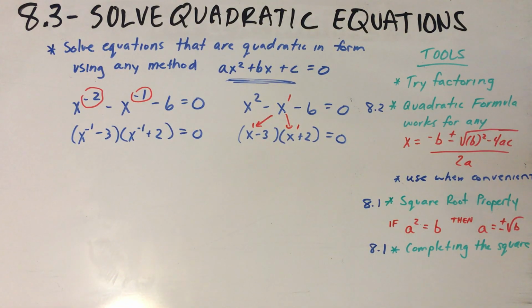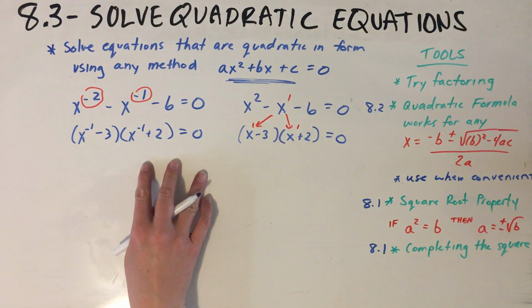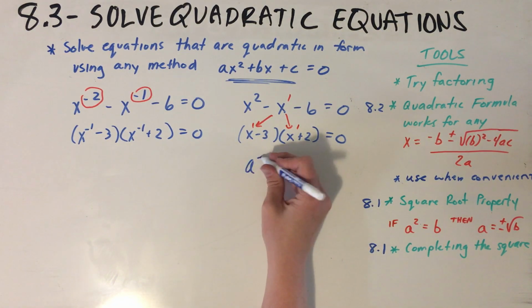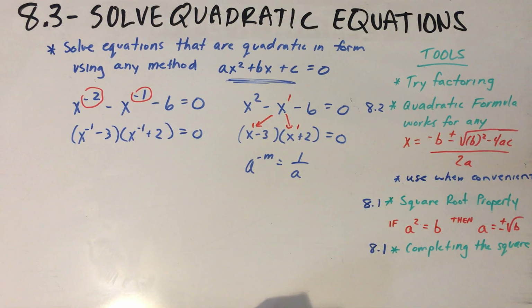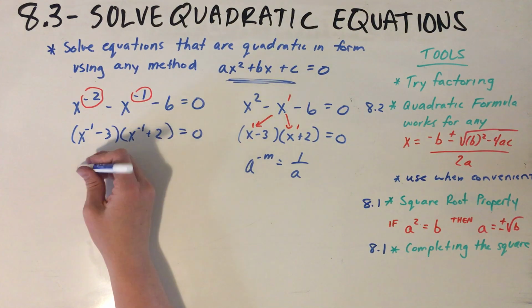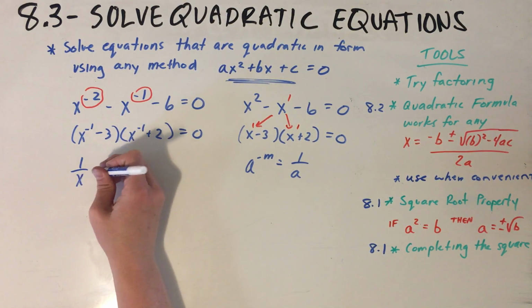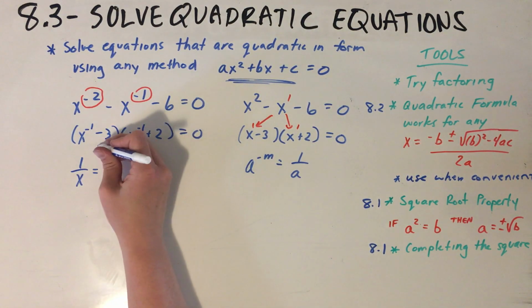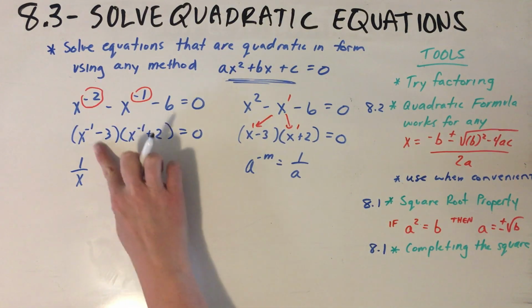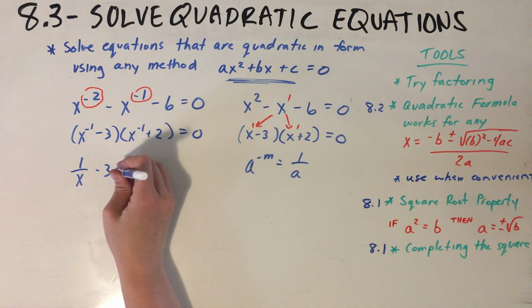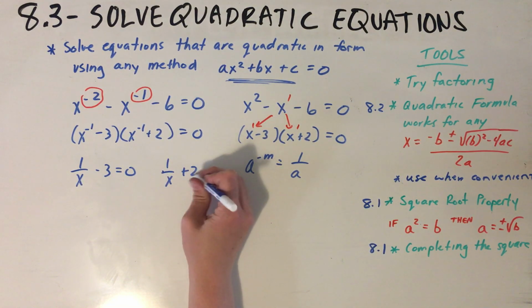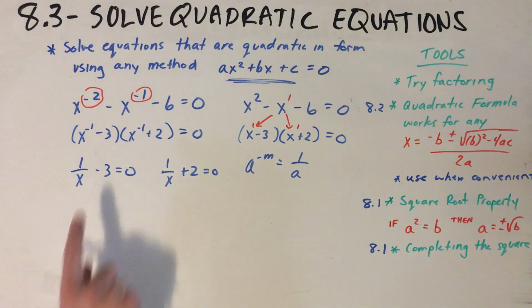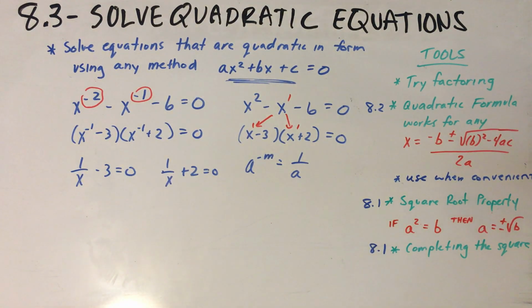And now we're going to use the rules of exponents to help us solve this equation. Remember that anything to the negative power is really 1 over that thing. Again, we're putting all of this stuff together. So this is really going to be a 1 over x. Let me rewrite this and do the full steps. 1 over x minus 3 is going to be equal to 0, and 1 over x plus 2 is going to be equal to 0. All right, so just set this factor equal to 0 and this factor equal to 0.